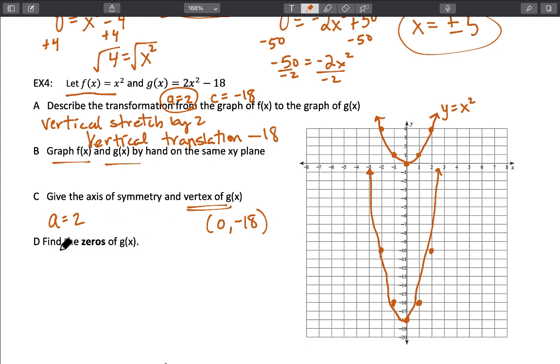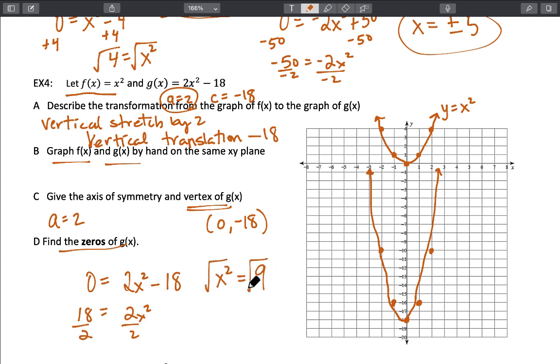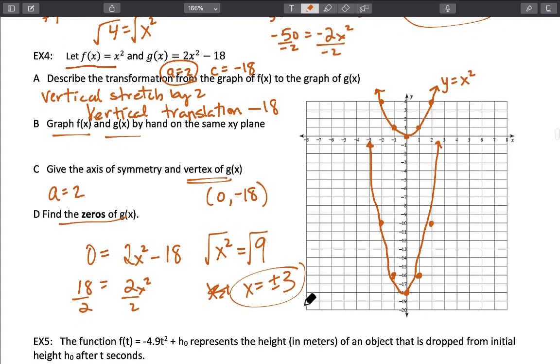All right, our last question here asks us to find the zeros of g of x. So remember, we're going to substitute 0 in for our y, and then we're going to solve for x. So let's start by adding 18 over and then we'll divide off our 2, and that gives us x squared is equal to 9. Taking the square root of both sides gives us positive and negative 3. There are our 2 zeros of that function.